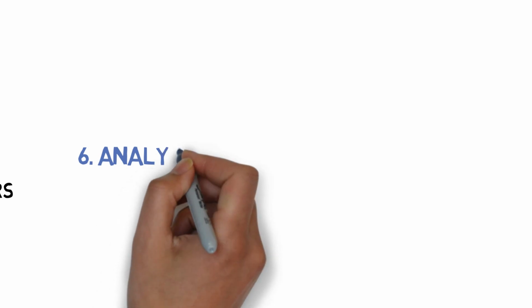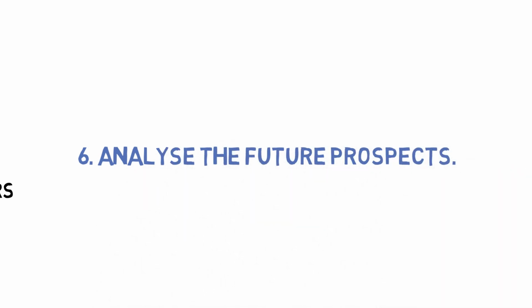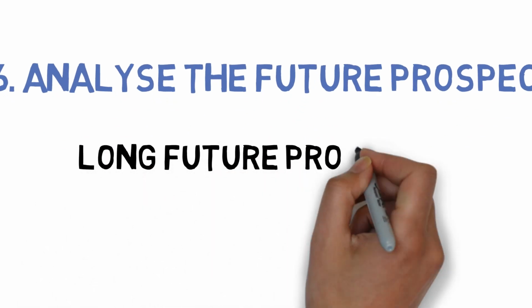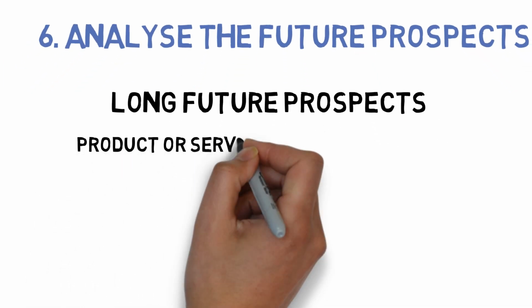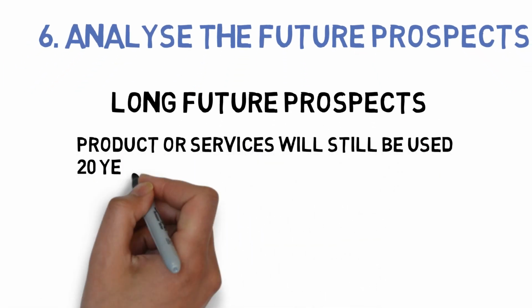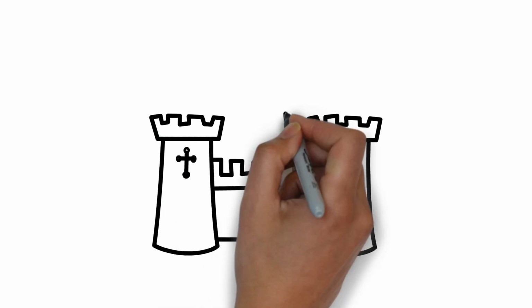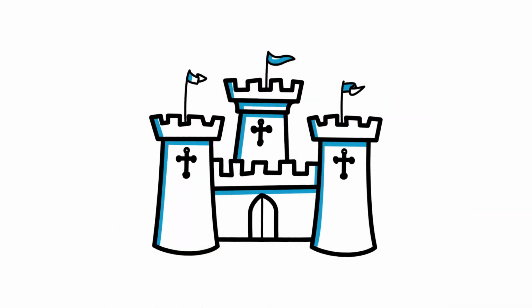Step 6. Analyze the future prospects. Always invest in a company with long future prospects. Select only those companies to invest whose products or services will still be used 20 years from now. There is no point in investing in a CD or pen drive making company with no long-term prospects. If you are planning to invest for the long term, then the long life of the company's product is a must criteria to check.